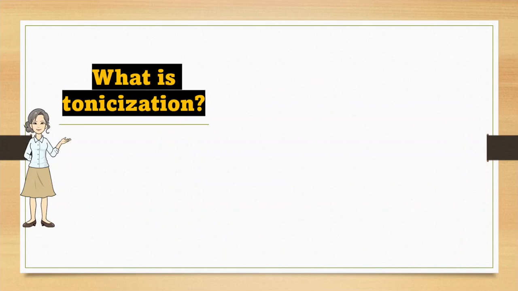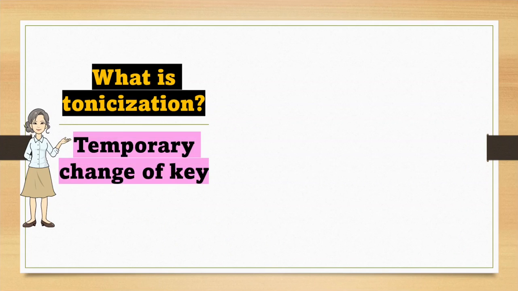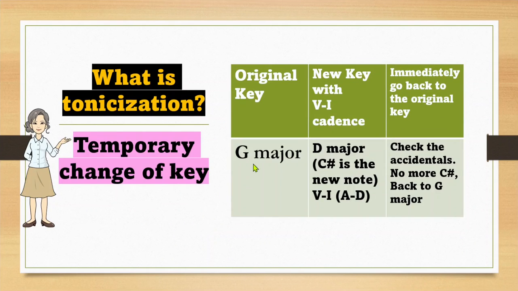But what is tonicization? Actually, it is also a change of key, but just temporary. What does it mean? Let's look at this example. If I have a G major as an original key, I can change it to D major with one new note, which is the C sharp, and form a 5/1 cadence. In D major, the 5/1 cadence is A major chord to D major chord. So up till here, we confirm the modulation.